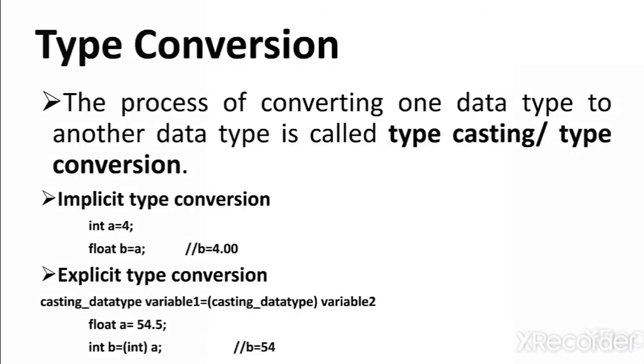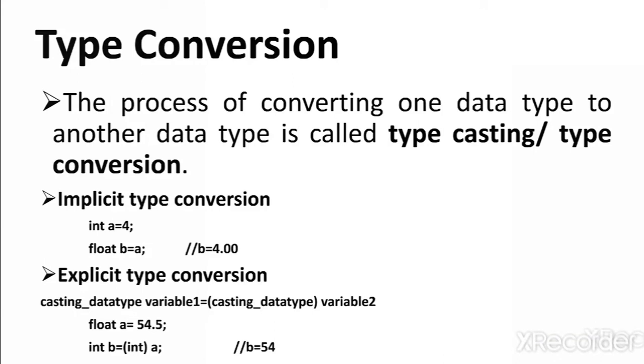Type conversion. Type conversion is nothing but data type conversion. The process of converting one data type to another data type is called type conversion or type casting. In Java, there are two types of type conversion: implicit type conversion and explicit type conversion. Implicit type conversion is also called automatic type conversion. Some of the data types will be automatically converted from one type to another type in Java, and that is called automatic type conversion or implicit type conversion.